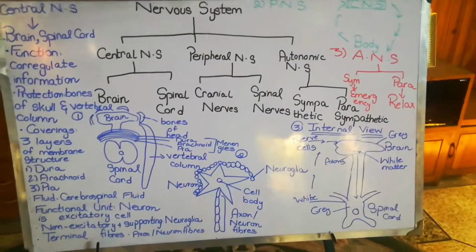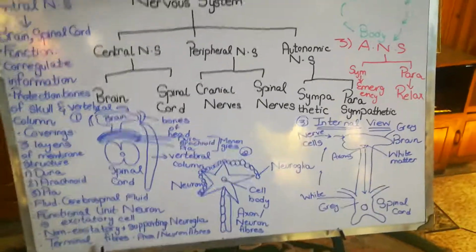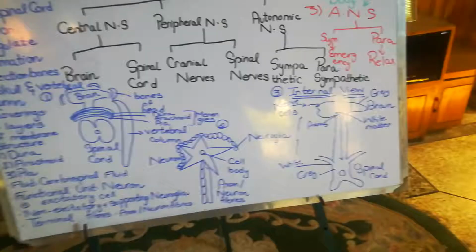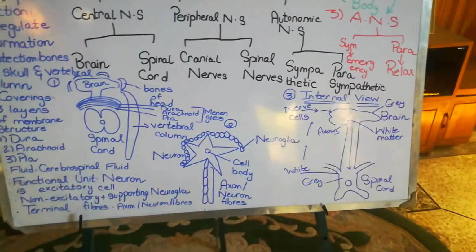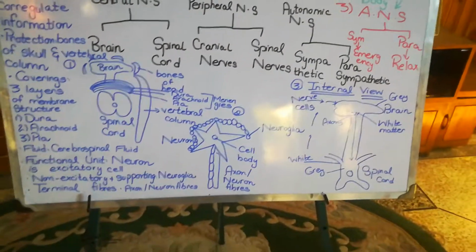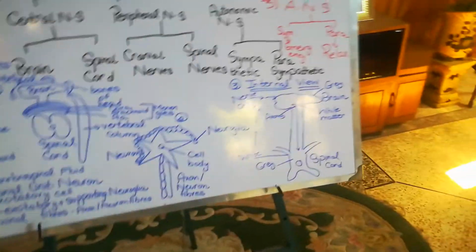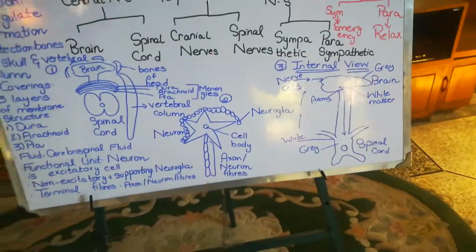So that was all about the introduction to the nervous system, divided into three parts. Then we studied a little bit about what each part is about. And that is just an introduction to your neuroanatomy, just to make a little bit of a base for your neuroanatomy. Then we are going to study each and everything in detail, one by one.